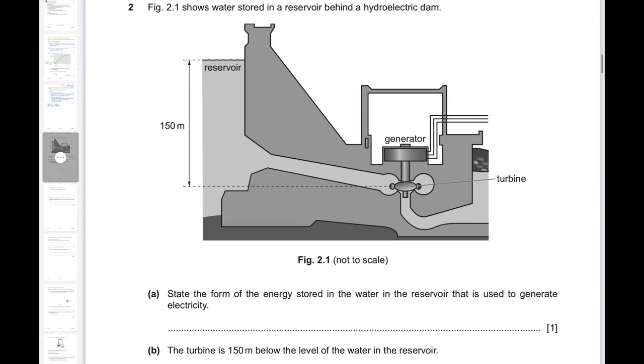Figure 2.1 shows water stored in a reservoir behind a hydroelectric dam. A, state the form of energy stored in the water in the reservoir that is used to generate electricity. Electricity is generated over here using the form of energy that's already stored in the water. And in this case, it is gravitational potential energy in the reservoir as it's shown in the diagram. Water is stored at a height of 150 meters from the turbine.